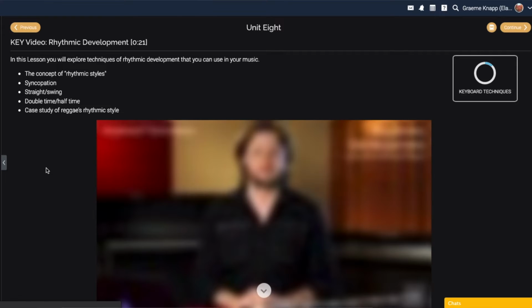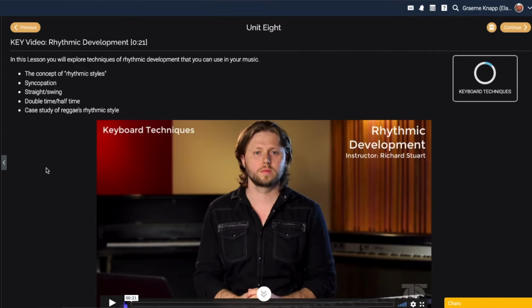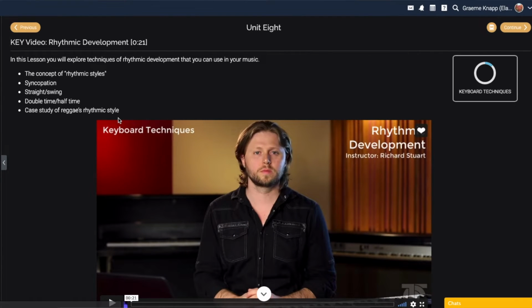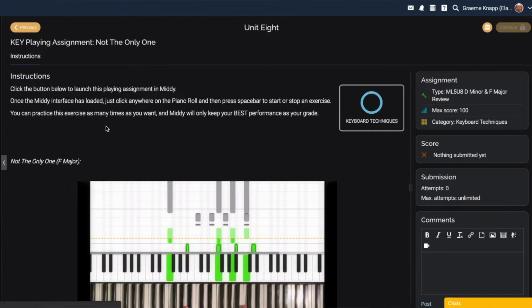Pushing on, keyboard techniques, rhythmic development. In this lesson, you'll explore techniques of rhythmic development that you can use in your music. The concept of rhythmic styles, syncopation, straight/swing, double time/half time, case study of reggae's rhythmic style. And then, as usual, we end Unit 8 with a keys playing assignment. All right. Unit 8 is looking good.